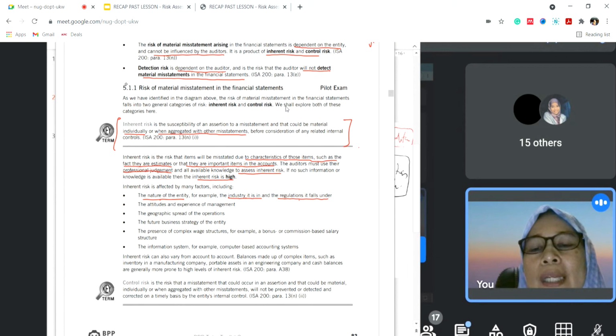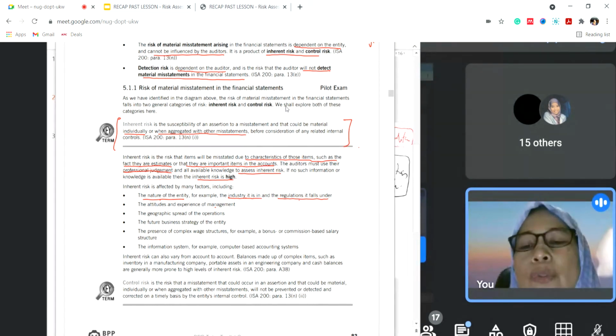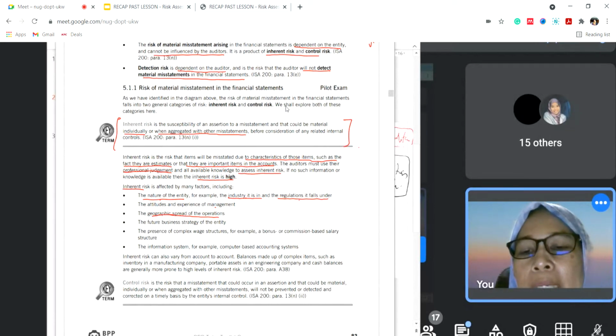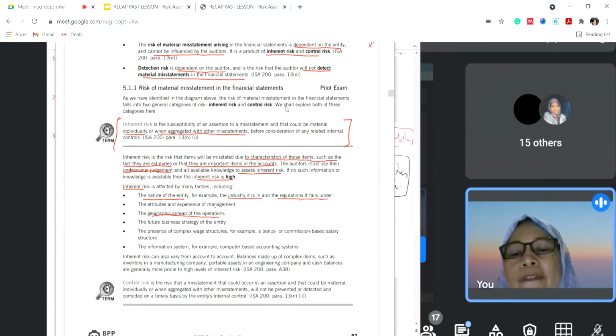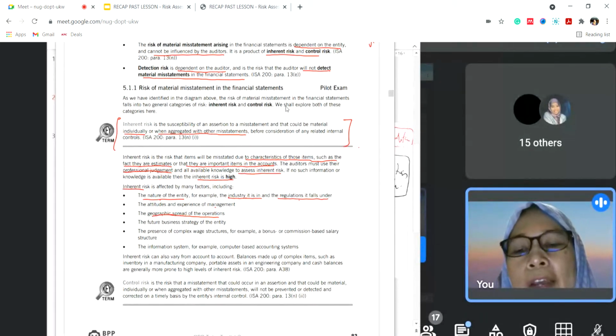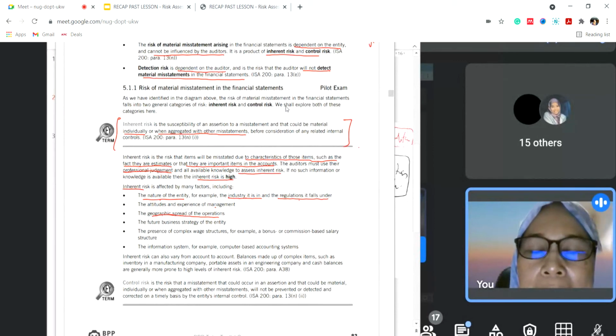Next, the attitude and experience of management. If the attitude and experience of management is not good, or the management is involved in wrongdoing, that is also an inherent risk to the company. Then the geographic spread of the operation. You look at the nature of the business. In the case of the pandemic, most restaurants in KL, especially those operating in shopping malls, closed their business because they were not able to maintain their operation anymore. That is in terms of the geographic spread of the business. Maybe before this, they had 10 sub-locations of their operation, but now because of the pandemic, they have to sell some of their operation. So that is the inherent risk.